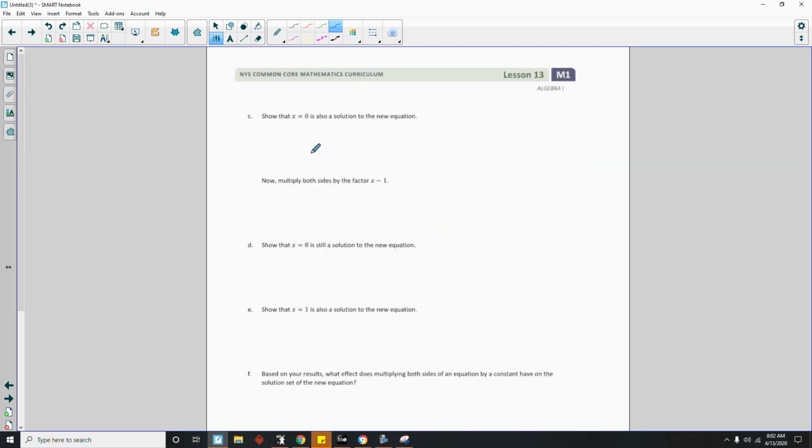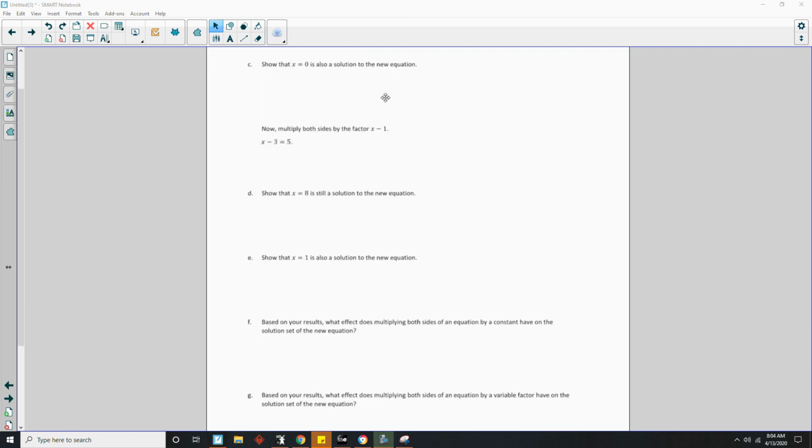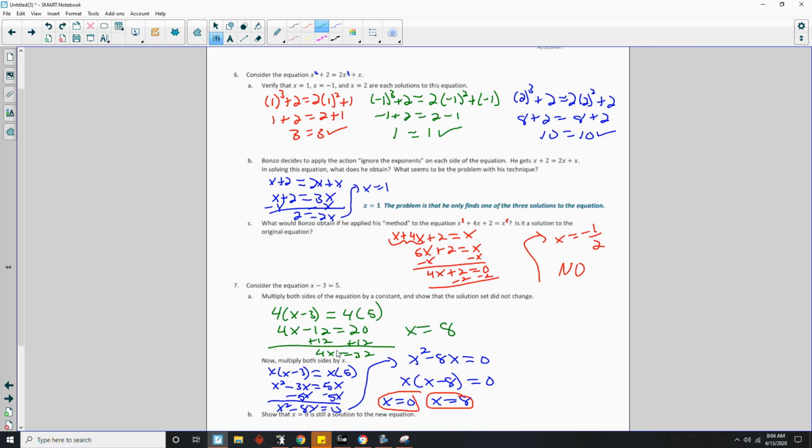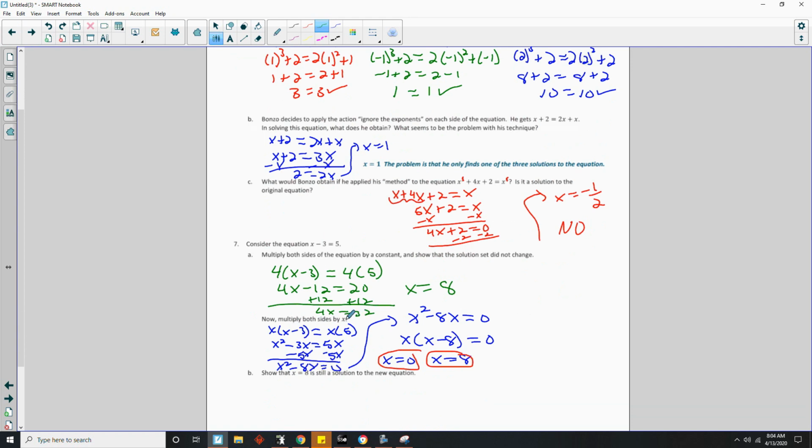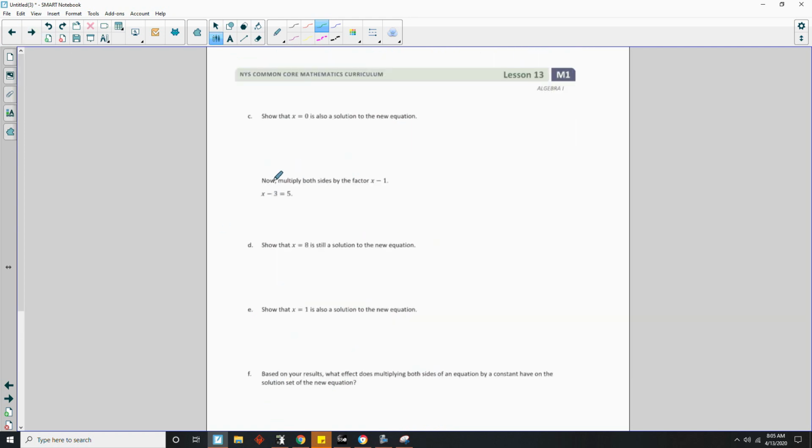So now it says to multiply both sides by the factor of x minus 1. Okay, so part B said to multiply both sides by x, and our original was x minus 3 equals 5. So if I multiply both sides by x, like it said in 7a, that would give us this equation. Both sides multiplied by x would look like this. And it says now multiply both sides by a factor of x minus 1. So then that would give me x minus 1 here and x minus 1 over here.